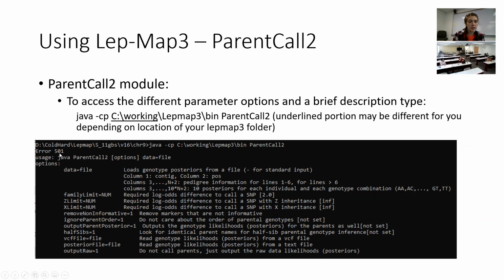And we saw that ParentCall2 had a few less options than the next one, but it has options for putting in a data file, and you'll need that file. That is the pedigree file that you'll enter. It has other options for family limit, Z limit, X limit. I don't use those. Remove non-informative is an important one. And the VCF file is also pretty critical. You'll have to put in the genotype information for it to work correctly.